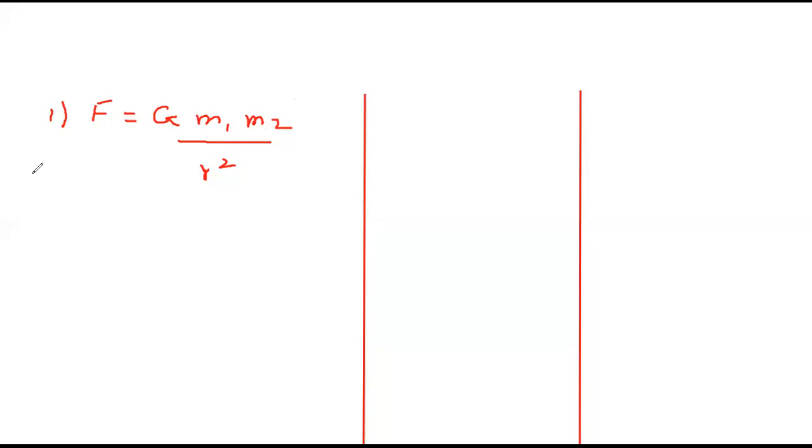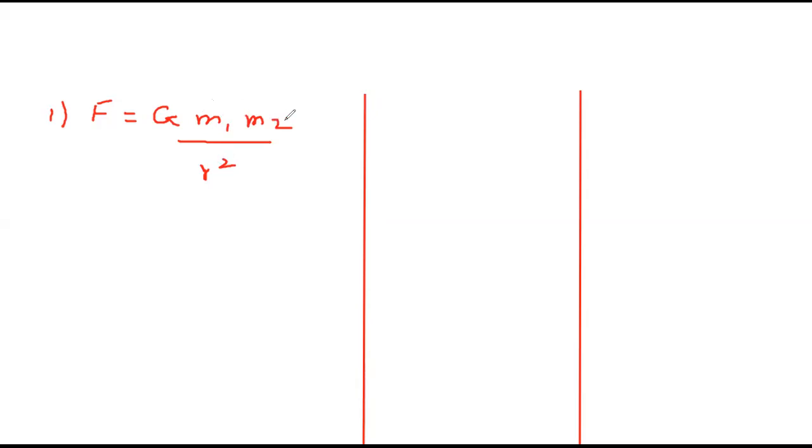What is F? Anybody can tell what is F here? Force. No, I'm not asking dimension. Meaning of F. F is force. What is G? Gravitation constant. It is called the universal gravitational constant. m1, m2 are masses. r is the distance between two masses.